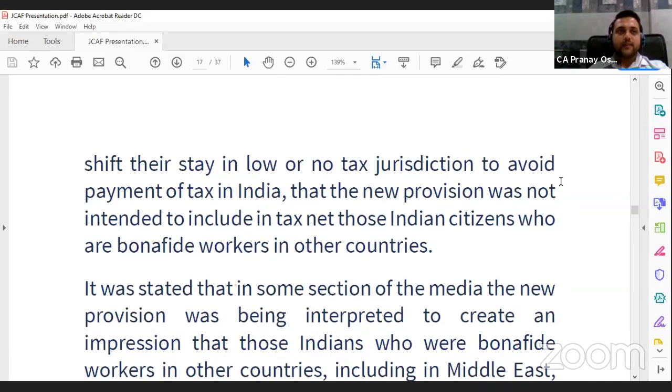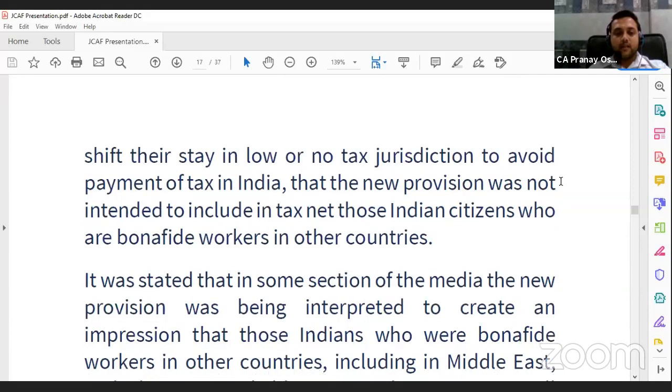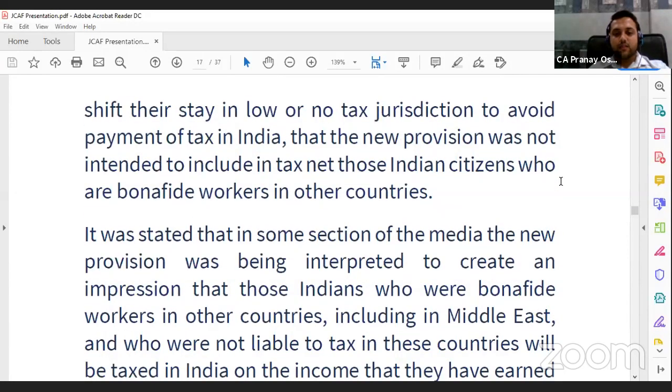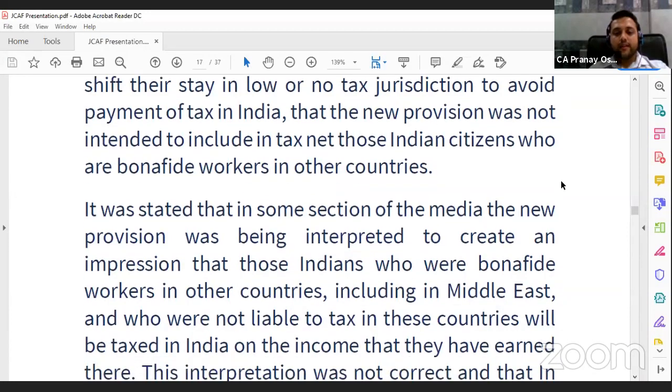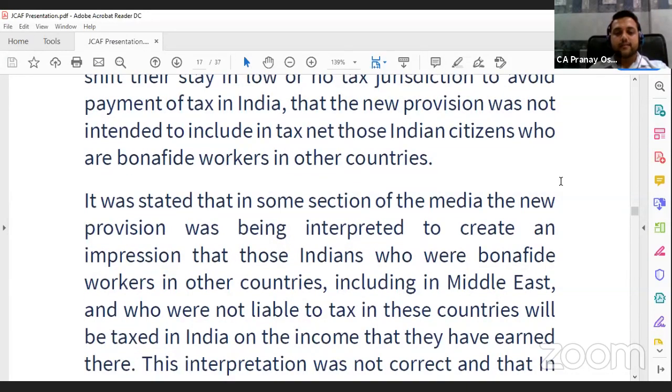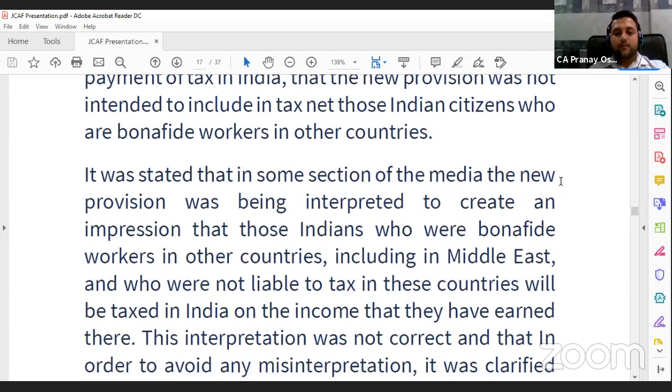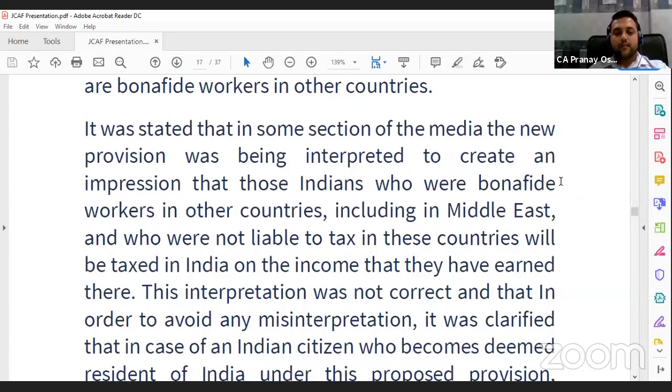So a press release was made by the government that those persons who are bona fide Indian citizens working abroad were not to be included in this tax net. It also stated that in some sections of the media, the new provision was being interpreted to create an impression that those Indians who were bona fide workers in other countries, including the Middle East, and who were not liable to tax in these countries, will be taxed in India on the income that they have earned there. So basically there was a lot of chaos during the budget 2020.